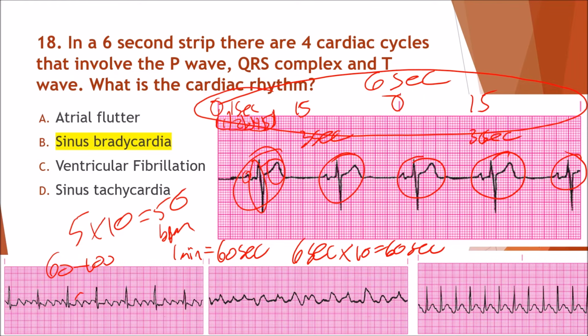A flutter is when the atria contract more than they should. VFib is this kind of random quivering of the ventricles. This will kill you fairly quickly. And then sinus tach is any rhythm above 100 beats per minute.